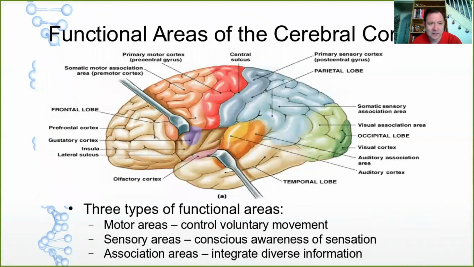Okay, moving on. The functional areas of the cerebral cortex. For people watching this on YouTube, there is now an image of the brain showing the different structures of the brain. There are three types of functional areas of the brain. The motor areas, which control voluntary movement, sensory areas, which are responsible for conscious awareness of sensation, and the association areas. These integrate diverse information. Association areas take information from different parts of the brain and bring it together, so they can integrate the information.